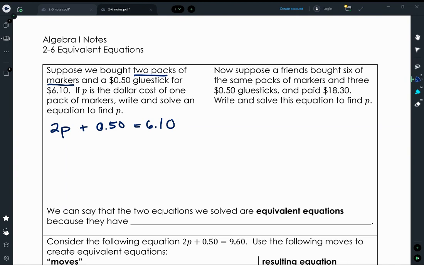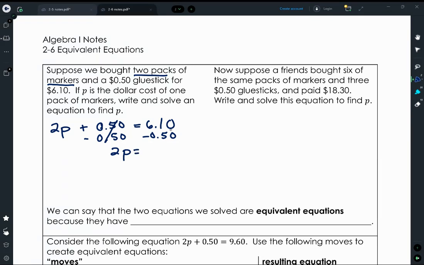So we had to write and solve an equation. So here's my equation. And then I've got to think about what's going on here. I guess I would subtract 50 cents on both sides. And so 50 cents minus 50 cents is gone. So 2P is going to equal, what am I doing next?